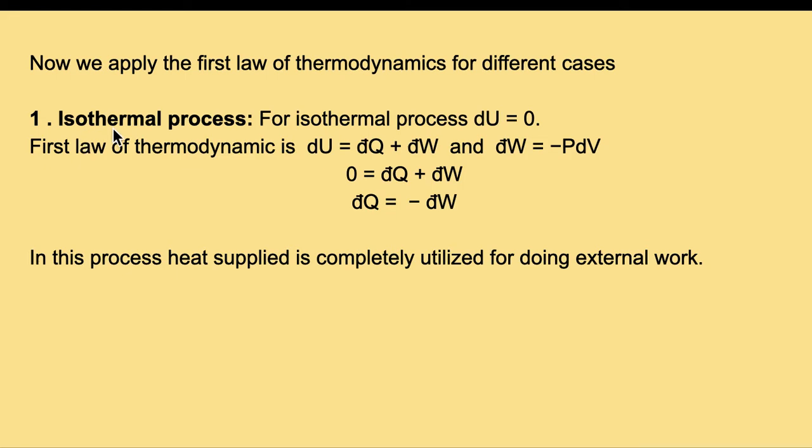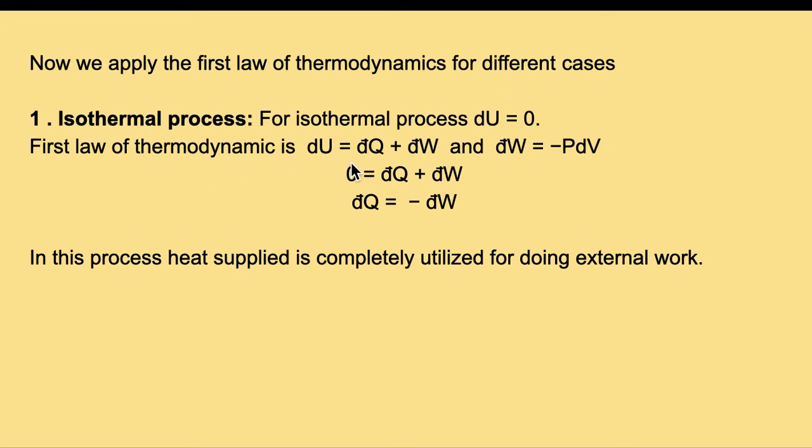Our isothermal process, and for an isothermal process you can say that dU is equal to 0. And how is it possible for dU to equal 0 for an isothermal process? We have mentioned that for ideal gases, you can consider U as a function of temperature alone. That means when there is no change in temperature, there is no change in U. That means your dU equals 0.